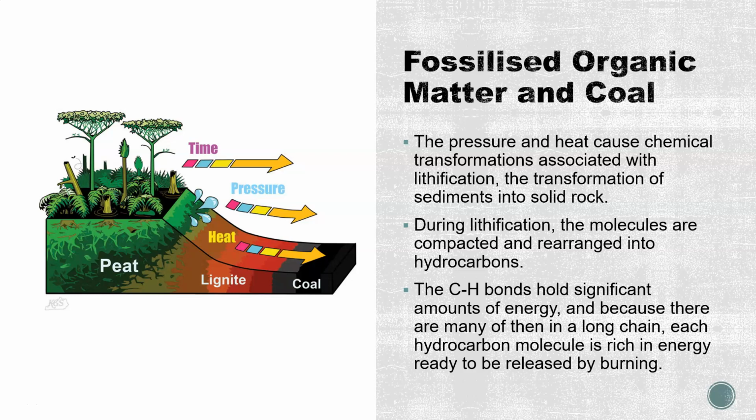Now, the carbon-hydrogen bonds hold significant amounts of energy. Okay, and because there are many of them in the long chains of hydrocarbon molecules, they're really rich in energy and they are released through burning, so combustion reactions. It makes coal a very high energy material. So peat is still carbohydrates, whereas coal has now been converted into these hydrocarbons.